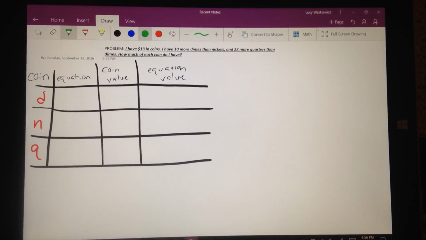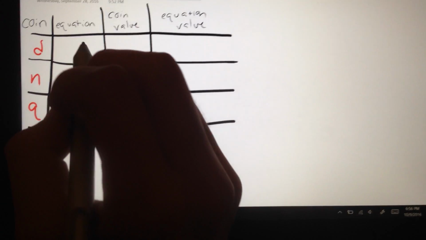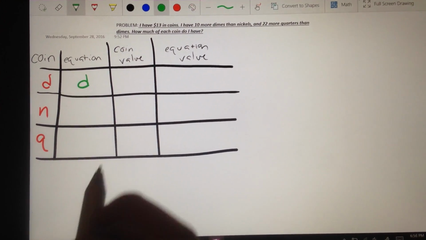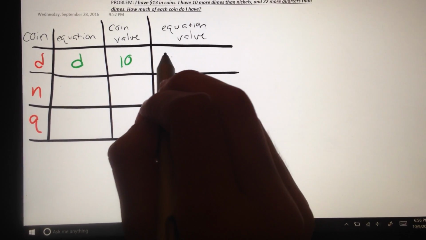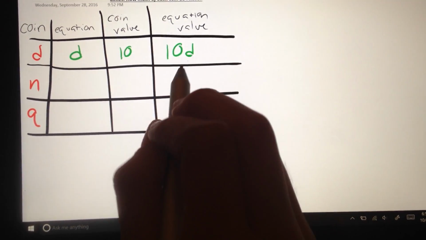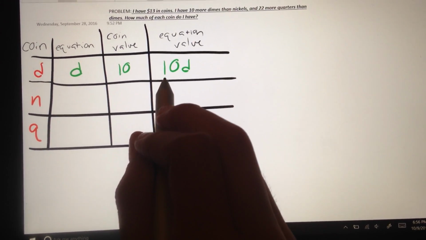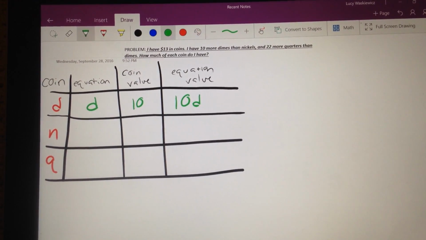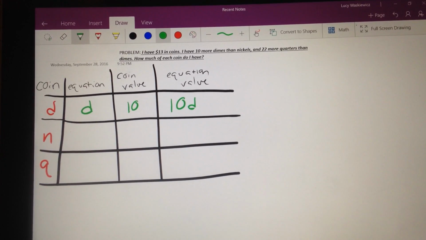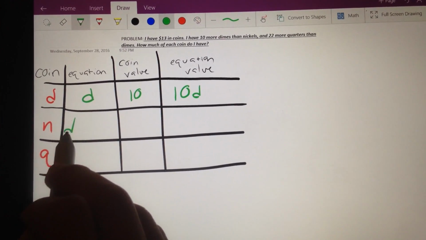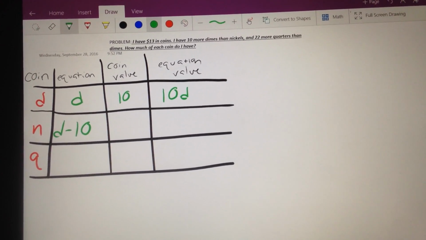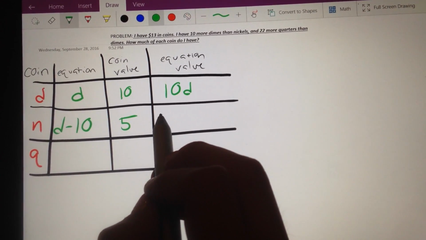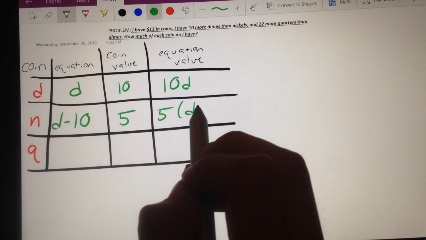We are told that we have a certain number of dimes, which we will represent with the variable d. The value of each dime is 10 cents, so the value of this equation is 10d, the number of dimes times the value of each dime. We have a number of nickels, which is 10 less than the number of dimes, which we will represent with the equation d minus 10. The value of each nickel is 5 cents, so the value of this equation is 5 times d minus 10.